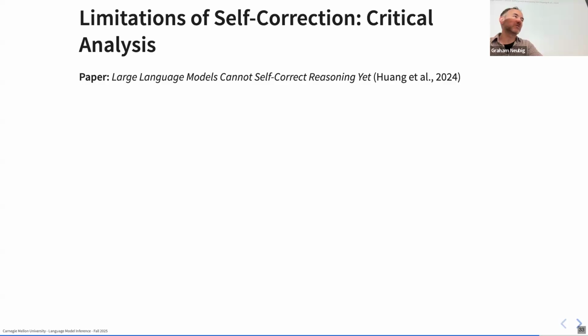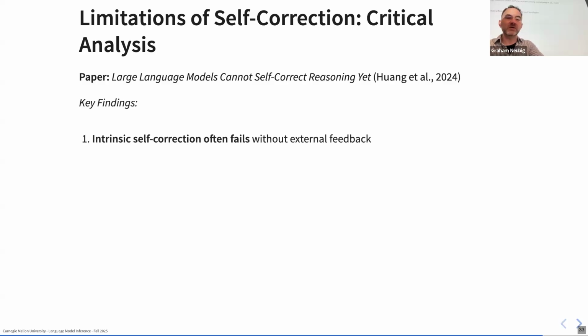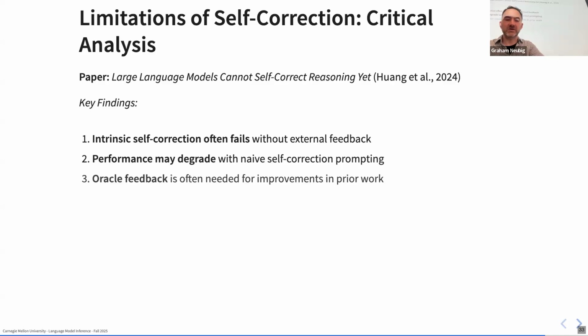when people write papers, they tend to write papers about positive results. And then every once in a while, somebody comes in and writes a paper about negative results. And so I want to present those as well. So there was this paper, Large Language Models Cannot Self-Correct Reasoning Yet. And their key findings were intrinsic self-correction often fails without external feedback. And performance can even degrade quite frequently if you're just asking it to self-correct itself.